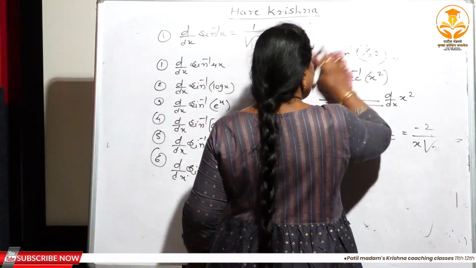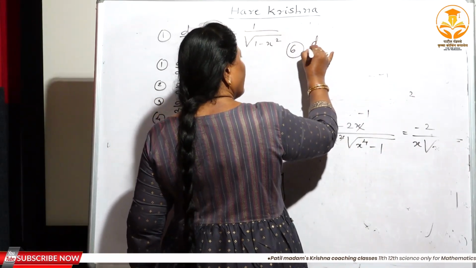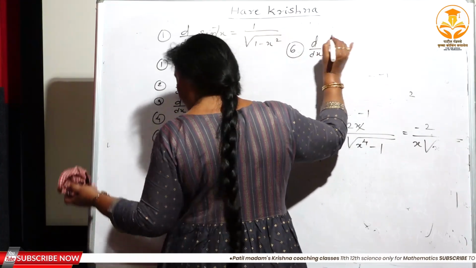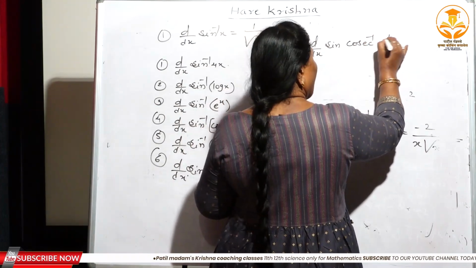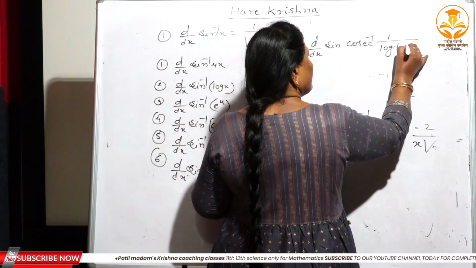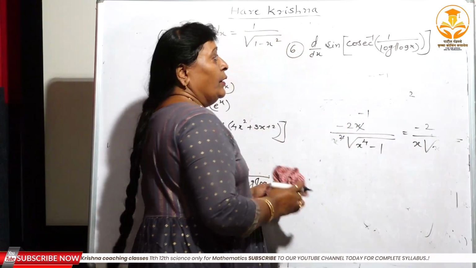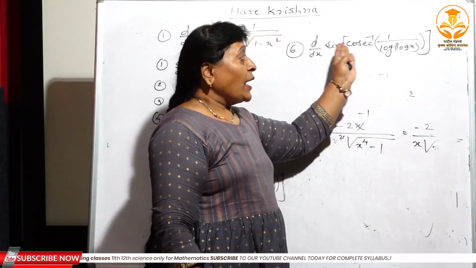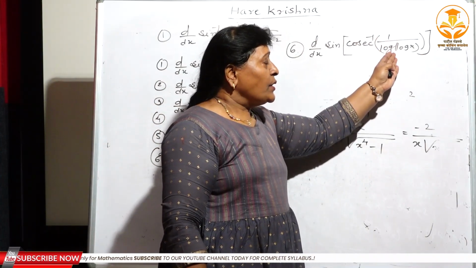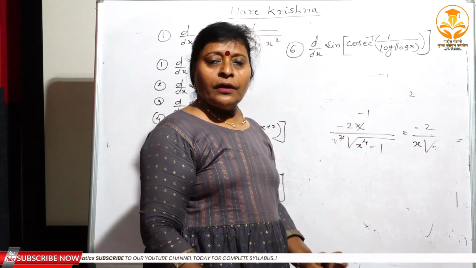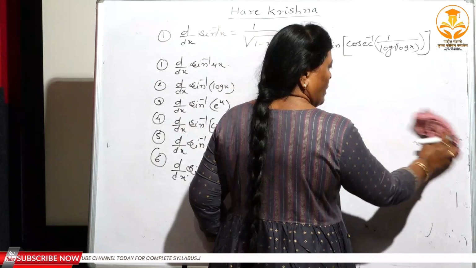Again, see the sixth one, that is d/dx of sine of cosec inverse of 1 upon log of log x. See, again, such a type of problem, right? Again, if you substitute u, sin u, cos u, you have to consider cosec inverse as u, and again you have to consider 1 upon log of log x. That is again too lengthy, isn't it? Therefore, you have to think over such a problem.